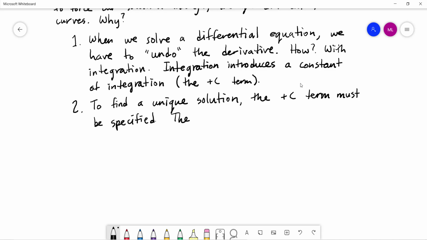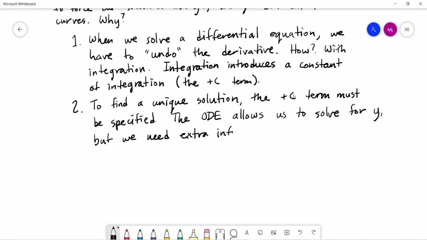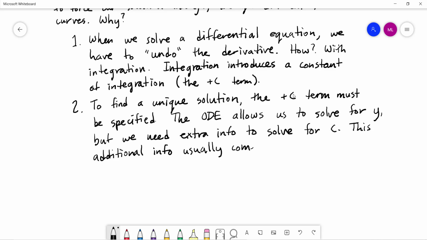So the ODE allows us to solve for y, but that y will have this c term in it somewhere, but we need additional info to solve for the c. This additional info usually comes in the form of an initial condition.